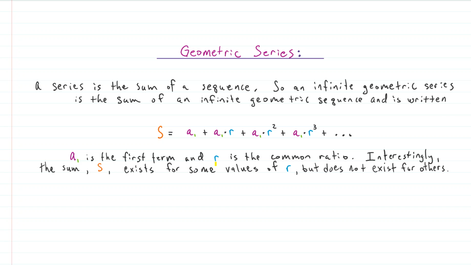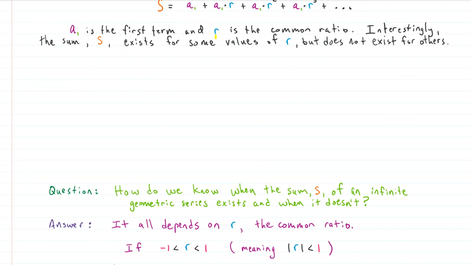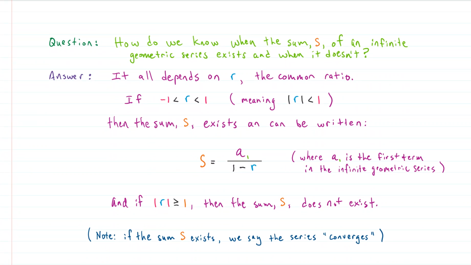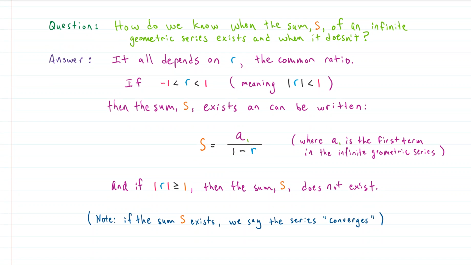And the curious thing here is, sometimes this S exists for some values of r, and sometimes it doesn't for other values of r. So that begs the question, how do you know when the sum S of an infinite series exists and when it doesn't? Well, it all depends on the r, the common ratio.